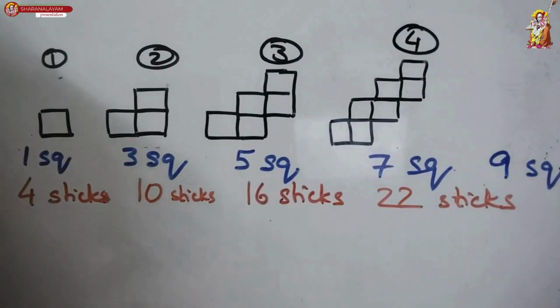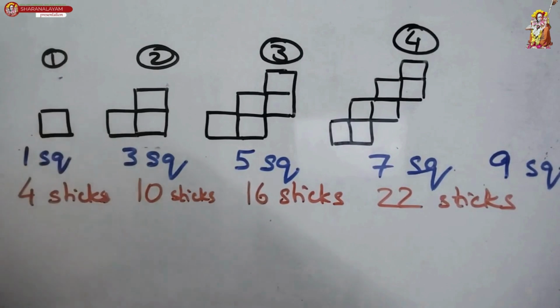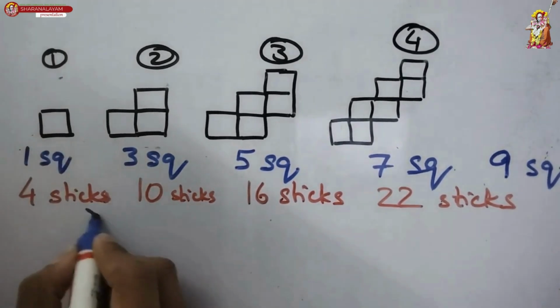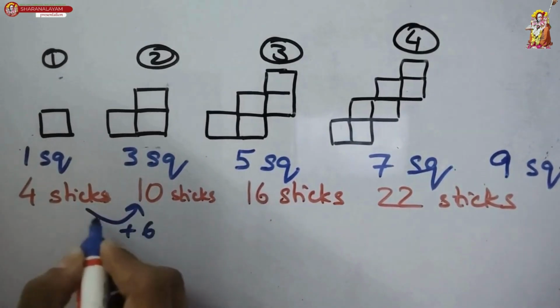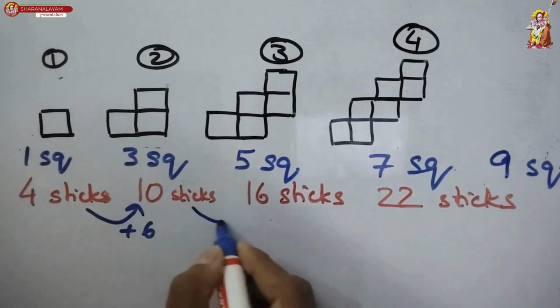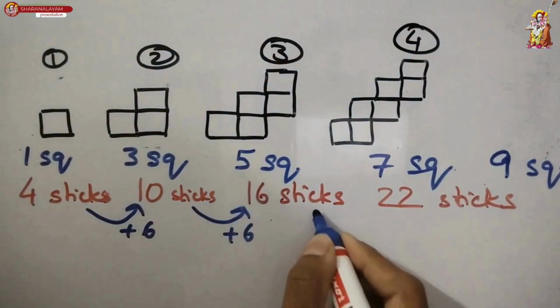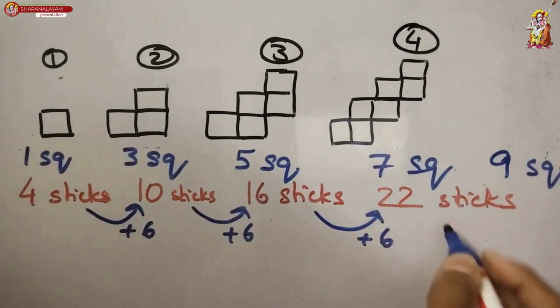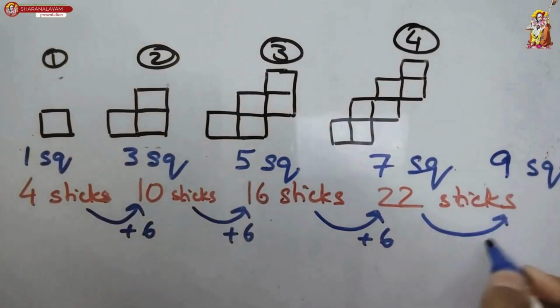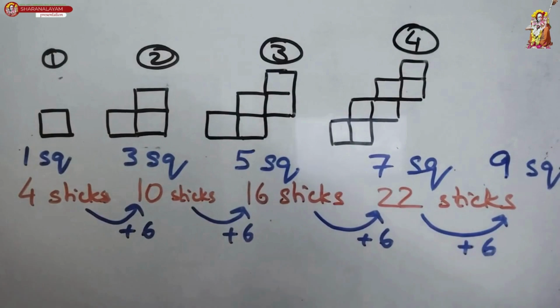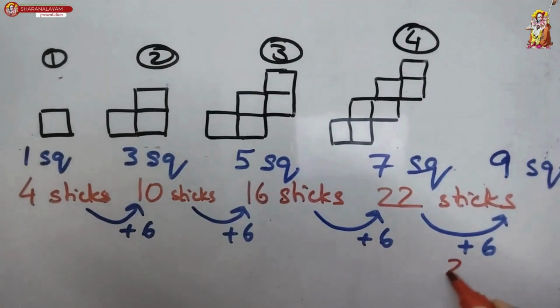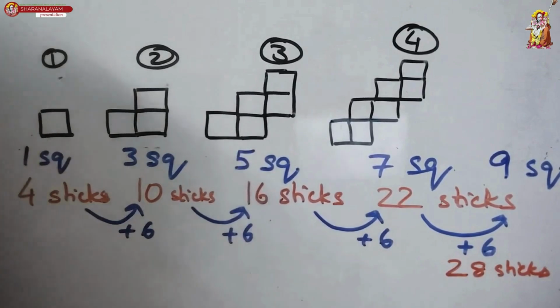And how many sticks will be required for that? அதே மாதிரி முன்னாடி பண்ண மாதிரி பார்க்கலாம். 4 இங்கேருந்து plus 6 ஆகிறது, 4 plus 6 10, 10 plus 6 16, 16 plus 6 22. So இங்கேயும் plus 6 வரும். So 22 plus 6, 28 sticks, correct? So 28 sticks for the next one, which is the fifth pattern.